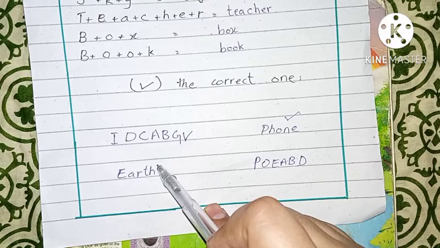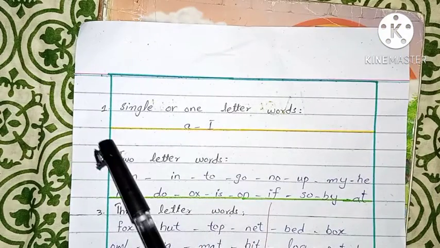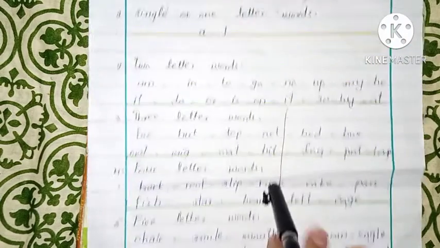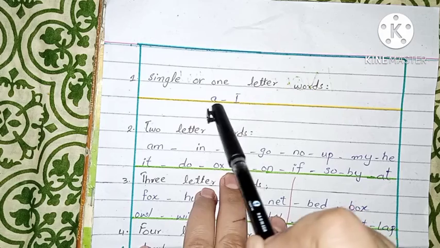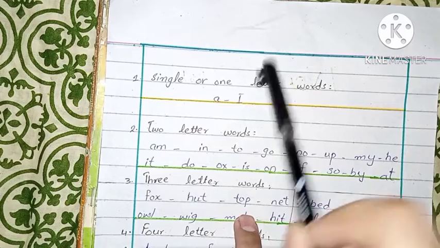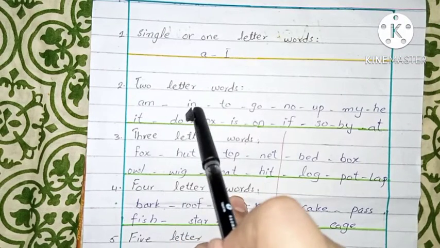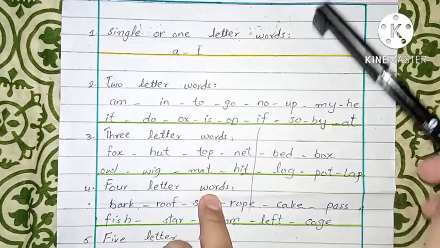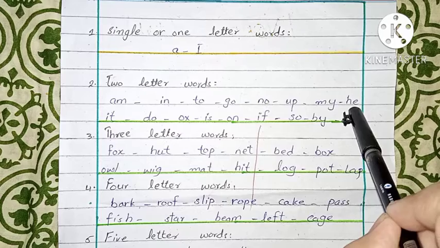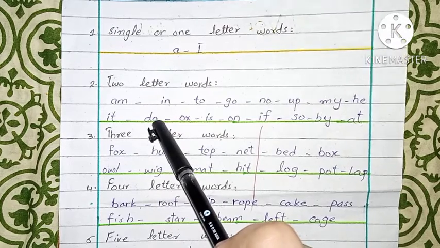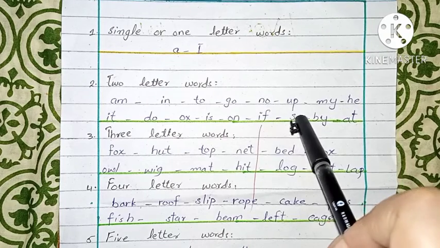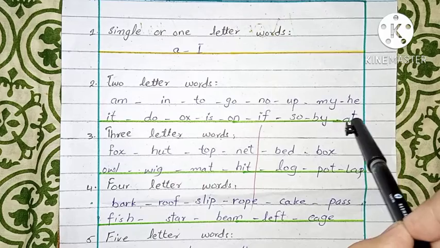Phone. Earth, zameen. Let's know some words: one letter words, two letter words, three letter words, four letter words. One letter words: A or I. Both these are one letter words. Two letter words: in, to, go, no, up, my, he, it, do, ox, is, on, if, so, by, at.